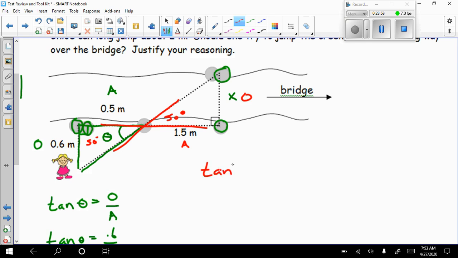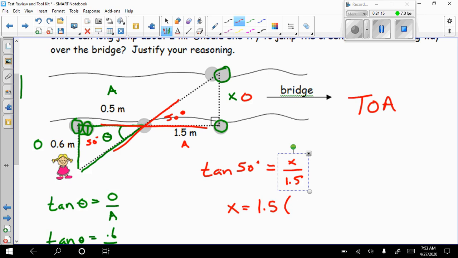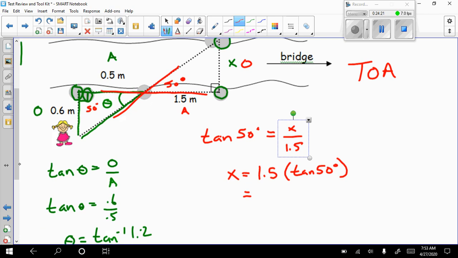Tan of 50 degrees is equal to opposite over adjacent. That's TOA. So opposite is x, and adjacent is 1.5. And so that x right there is 1.5 times tan of 50. So we were able to use some right angle triangles to get this. And so here we go.